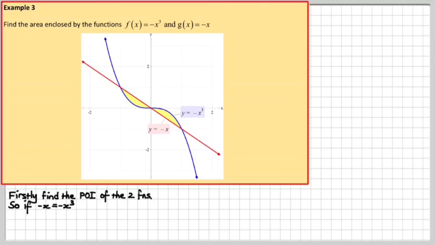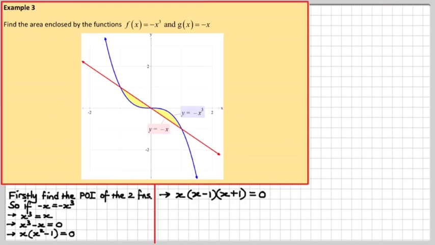So if minus x equals minus x cubed, we know therefore that x cubed equals x, and solving that in the usual way, we would get, by the null factor law, x would be 0 or plus or minus 1. And that looks consistent with what we can see on the graph, so it's looking good, isn't it?